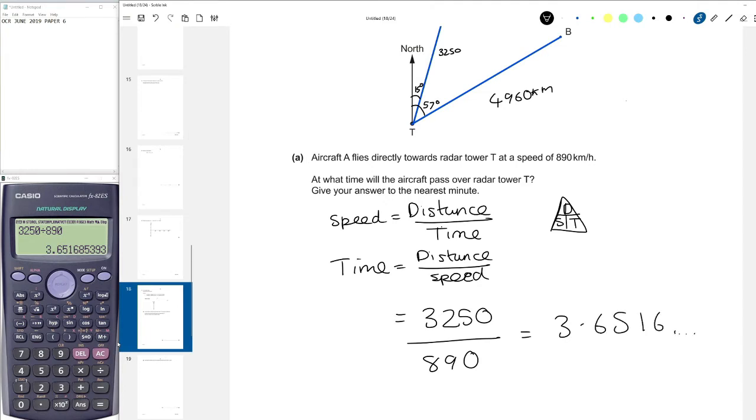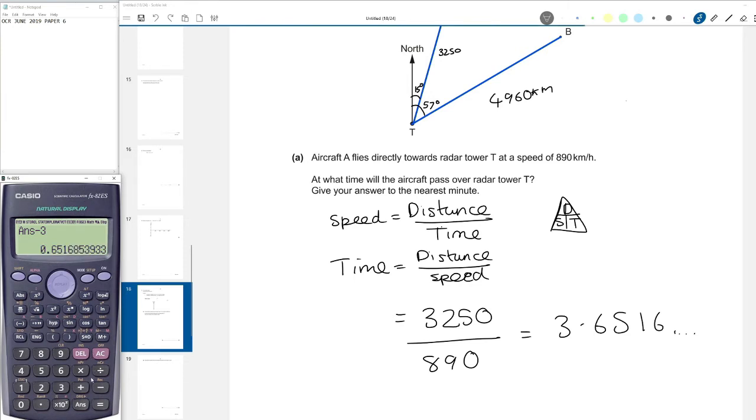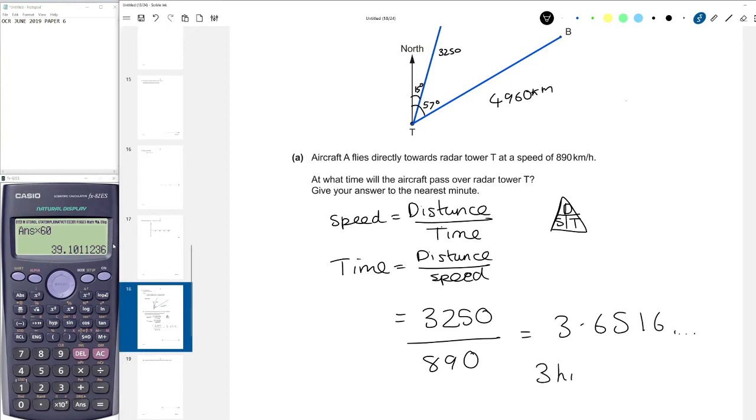3.6516... So I know there's 3 whole hours it takes, but then we need to convert the remainder of it to minutes. So what I need to do is I subtract the 3 whole hours because I know that's there, and then I times it by 60 because there are 60 minutes in 1 hour. I will get 39.1. So the nearest minute would be 39. So my answer would be 3 hours and 39 minutes.